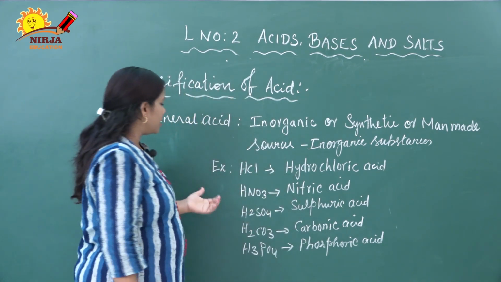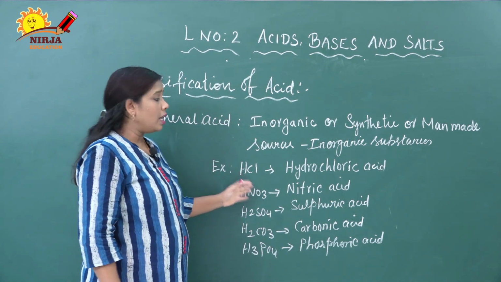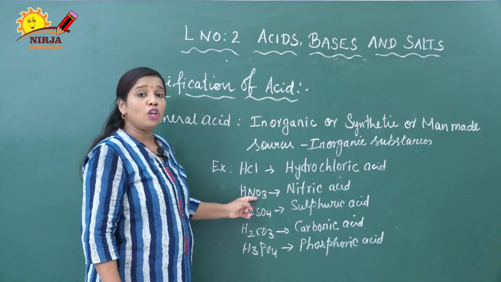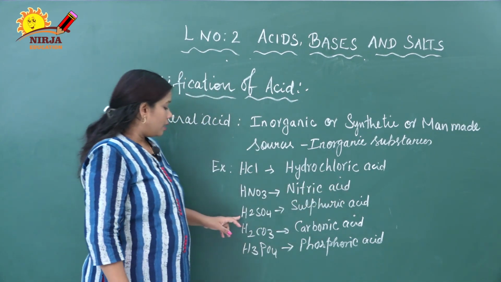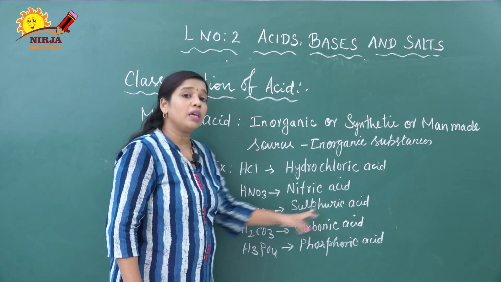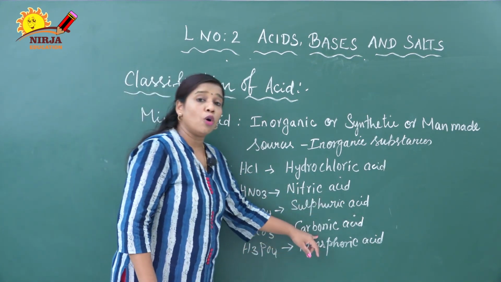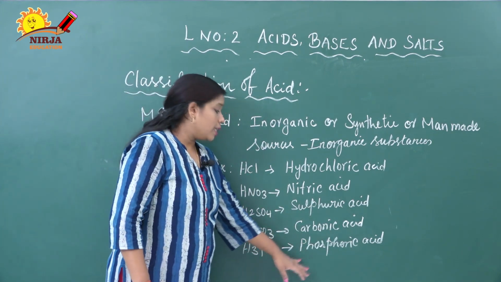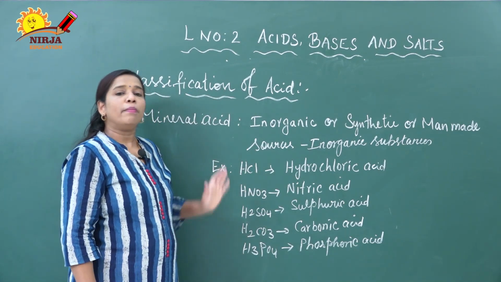Examples of mineral acid are these. Hydrochloric acid, HCl is hydrochloric acid. Next one is HNO3. HNO3 is nitric acid. Third one is H2SO4, that is sulfuric acid. H2CO3 is carbonic acid. H3PO4 is phosphoric acid. These are all examples of mineral acid.